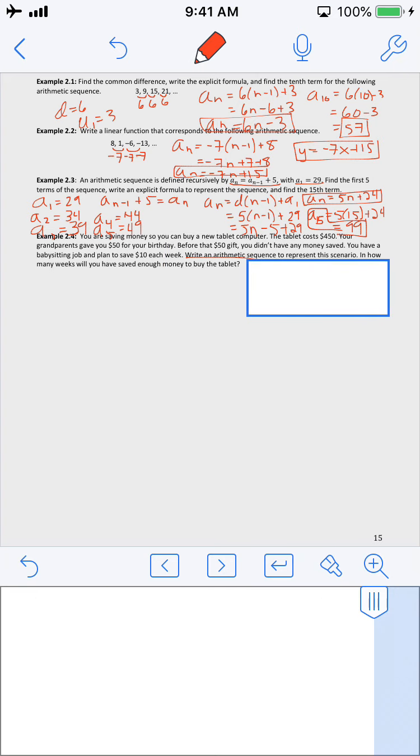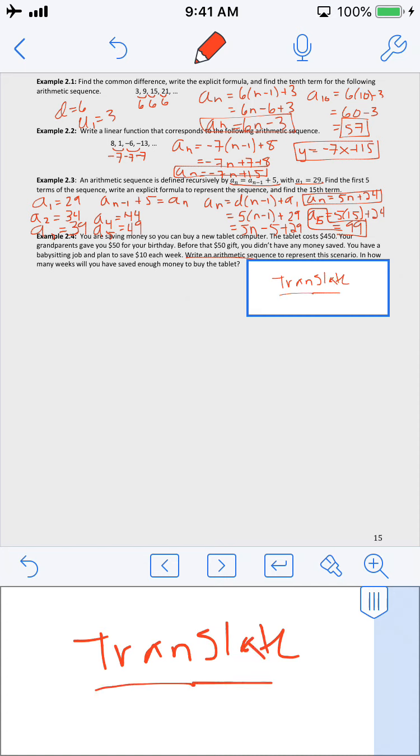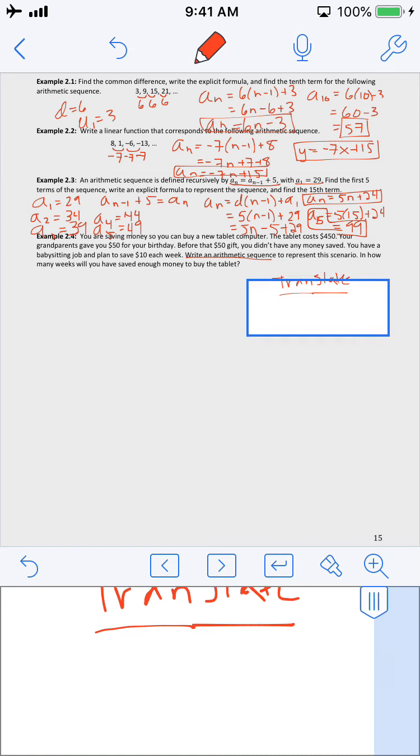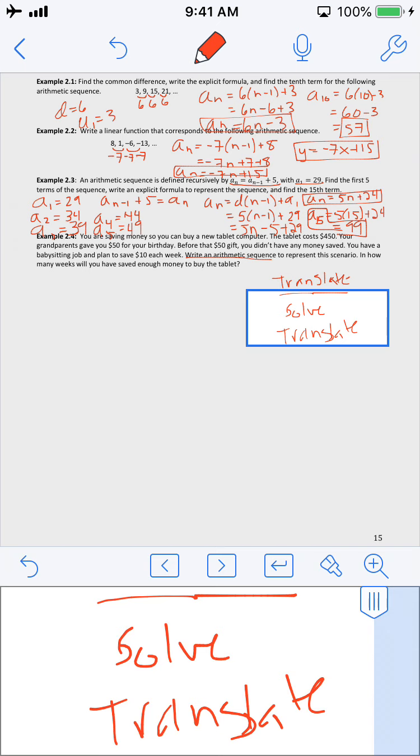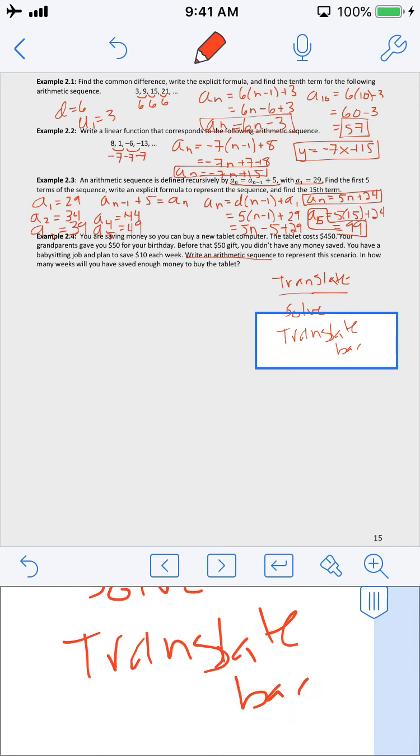But translating is the biggest life skill you could have, man. And this is honestly kind of why people make you take math. It's because they need you to translate things. You would think we'd make you take Spanish, but no. Translate, solve, and translate back. Now, when you're in the real world, solve, translate back. Solve can include things like Google.